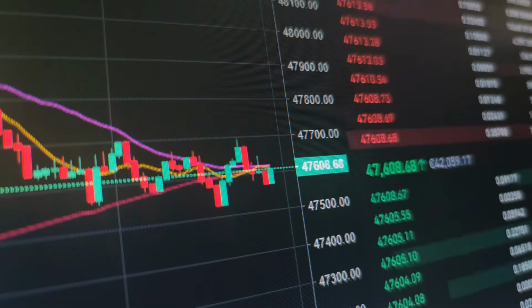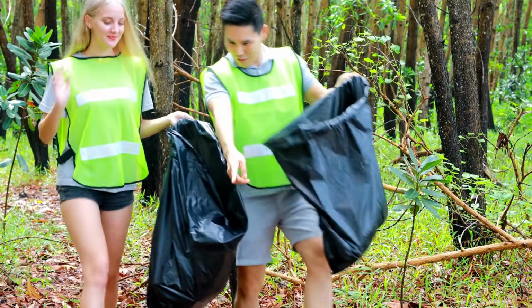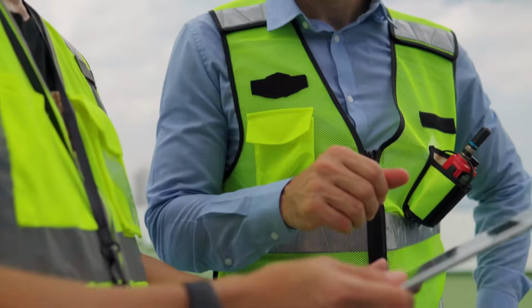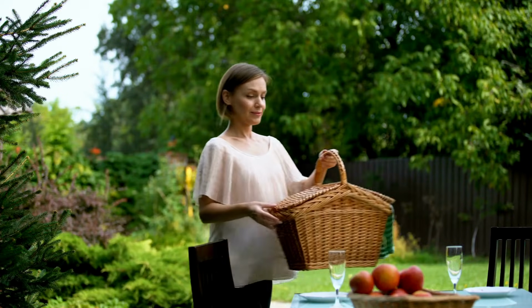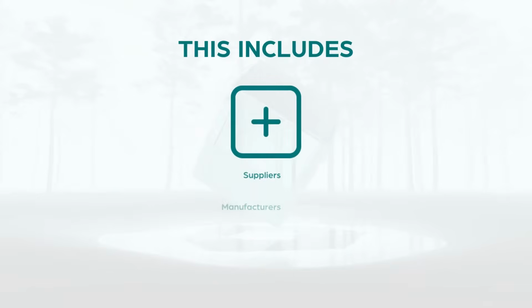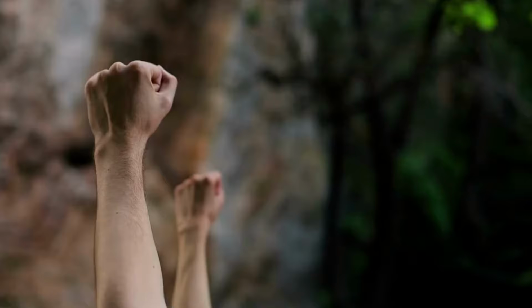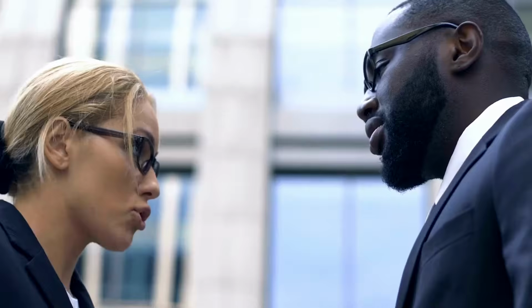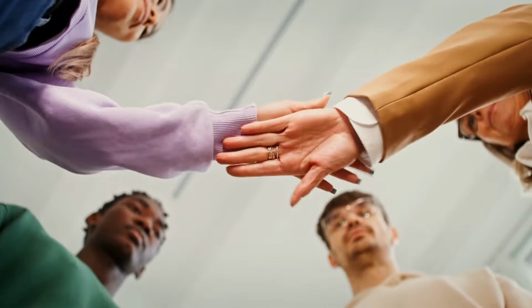Social responsibility. Resilient supply chains and sustainability also address social aspects. They promote fair labor practices, ensure safe working conditions, and support the well-being of workers throughout the supply chain. This includes suppliers, manufacturers, distributors, and retailers. Resilience in this context means being responsive to social issues, such as human rights violations or labor disputes, and taking proactive measures to address them.